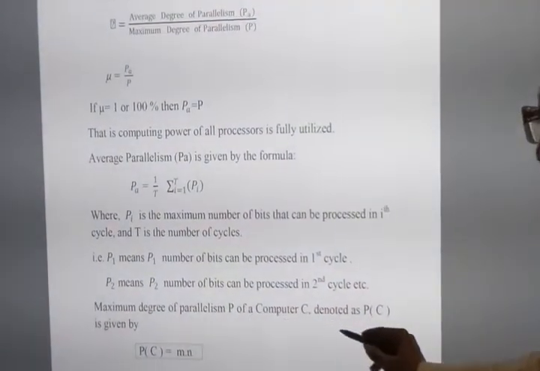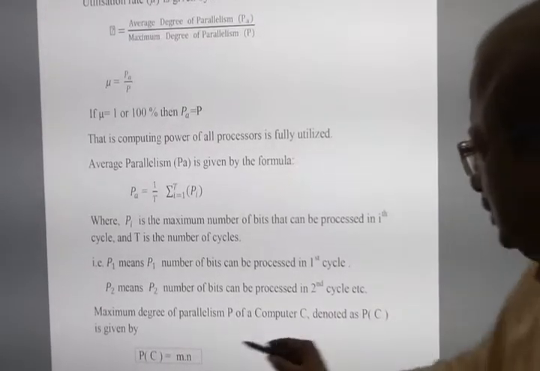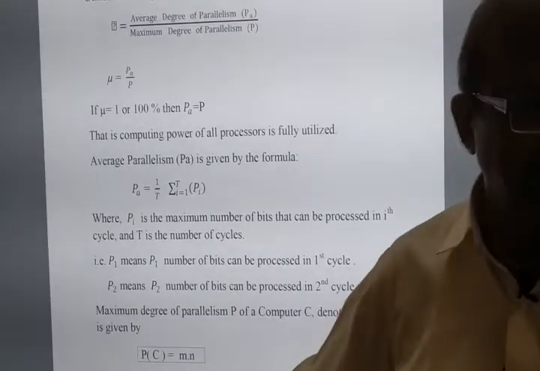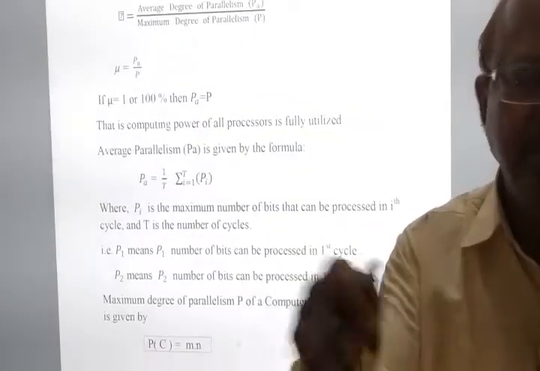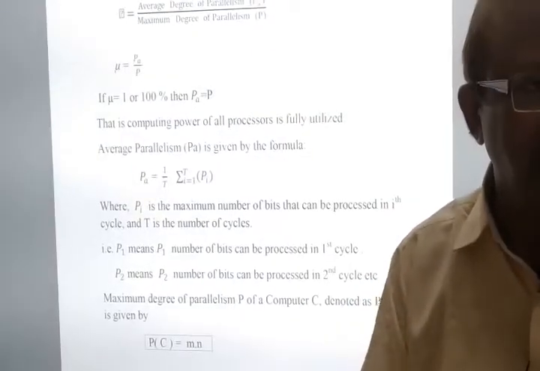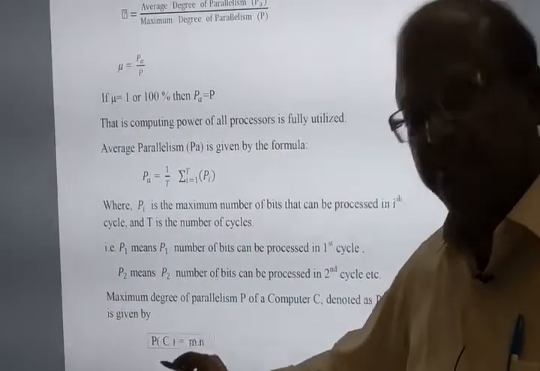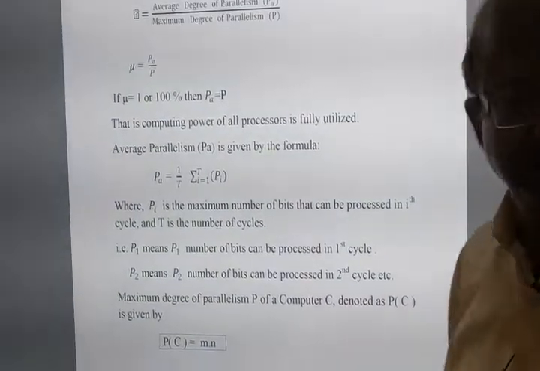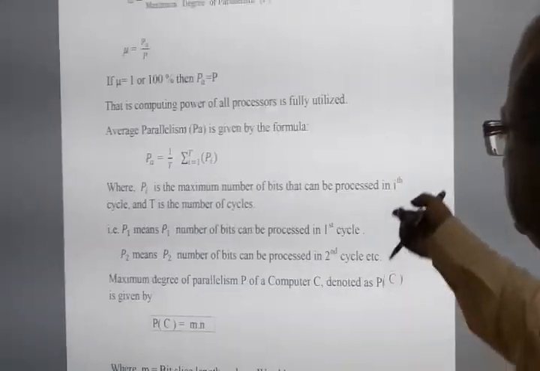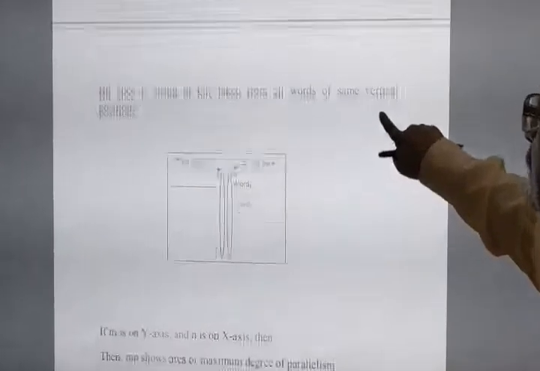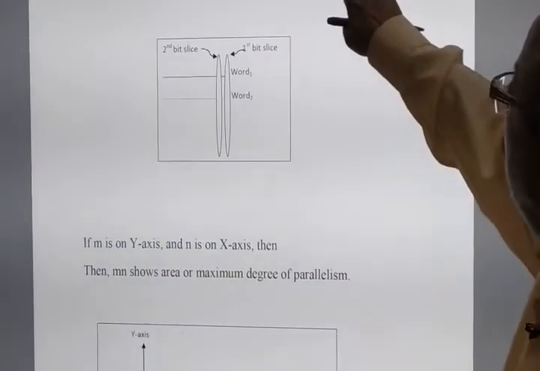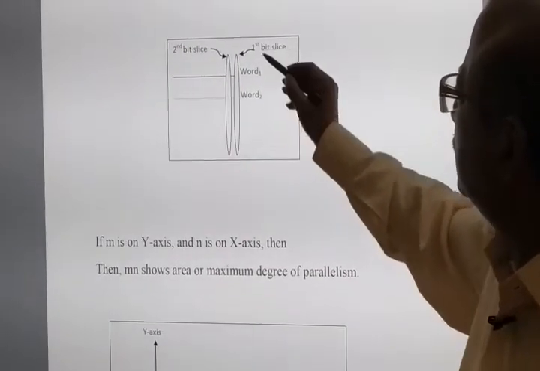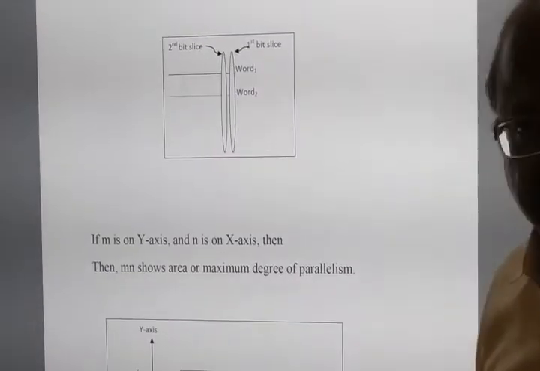So the maximum degree of parallelism P of a computer C. Sometimes you can see PC, so don't bother. PC is the same as P, which I told. Sometimes we write P in brackets C. C means a particular computer, it doesn't matter. You can write here P, that is also correct. P is equal to M times N, where M is the bit slice length and N is the word length. And a bit slice is a string of bits taken from all words of the same vertical position, which I told. This is the first word, second word, etc. This is the first bit slice, this is the second bit slice.